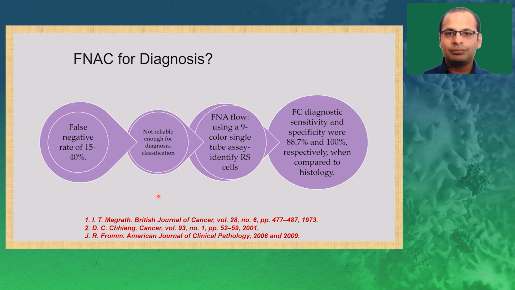FNAC, which is one of the commoner modalities used for diagnosis, you should remember is not the recommended tool for diagnosis. False negative rates can occur to the tune of 15 to 40%. It's not enough for diagnosis, neither for classification. FNA by flow is an emerging method which can be used for diagnostic purposes and has shown good specificity and sensitivity as compared to histopathology.